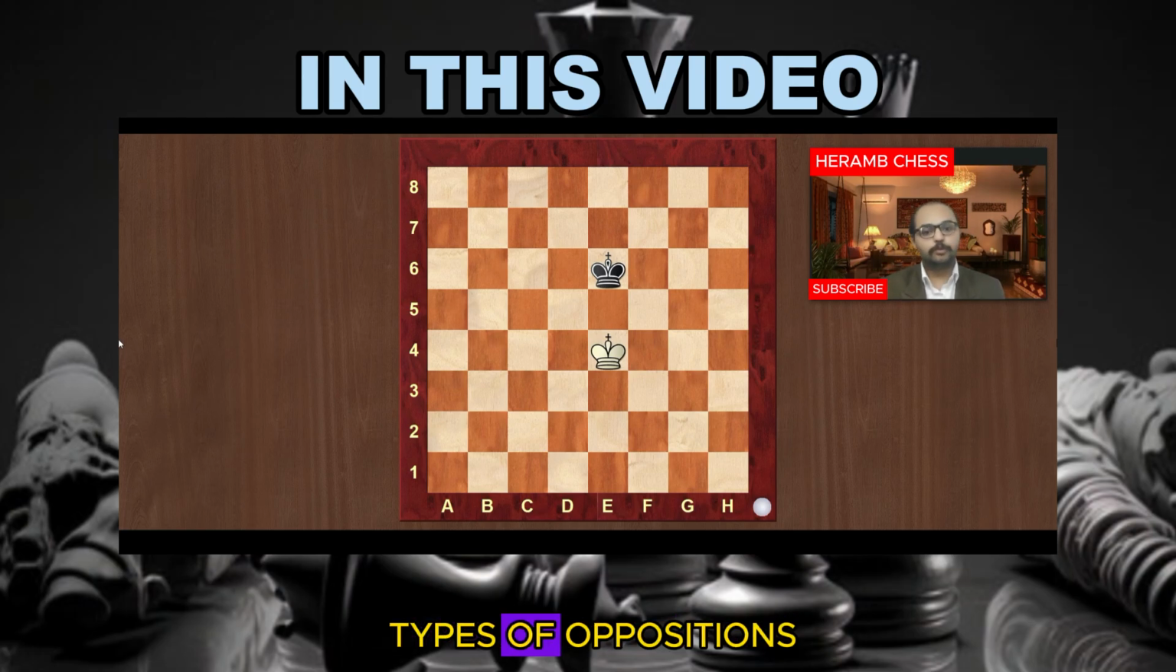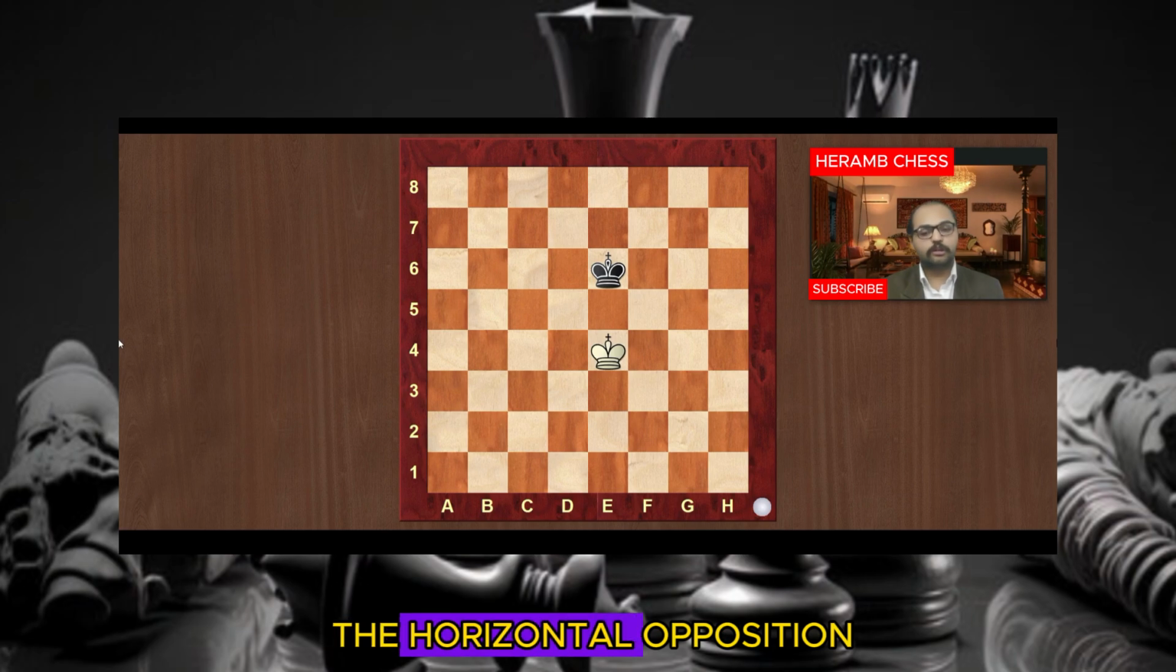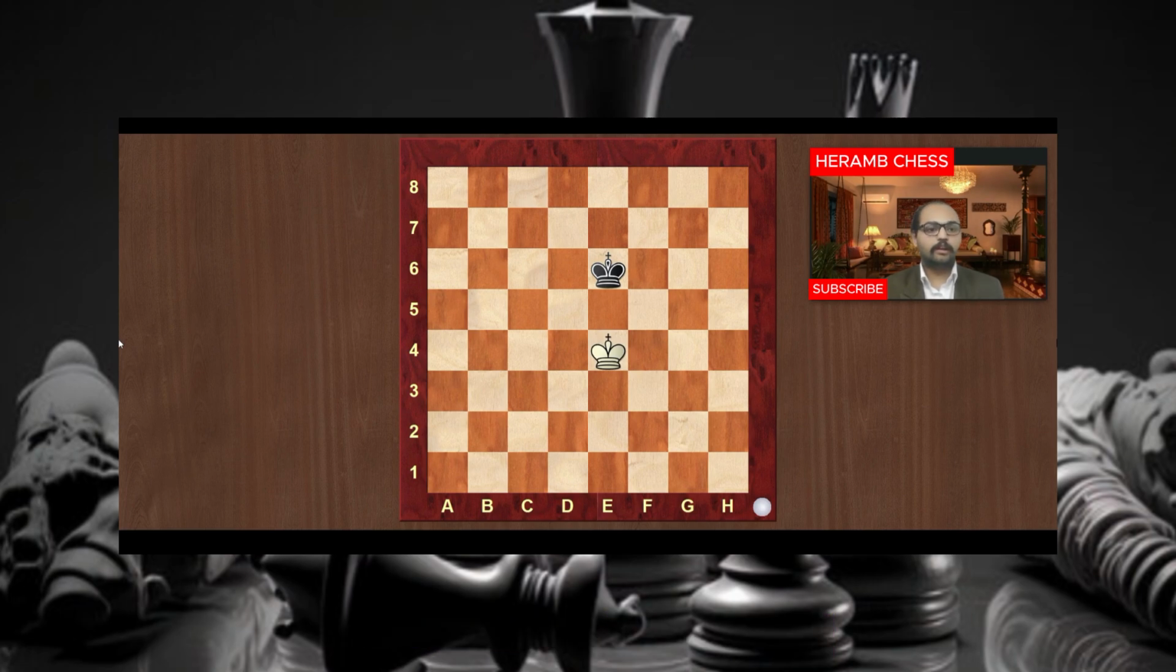Now there are three types of oppositions. One is known as the horizontal opposition. Two is known as the vertical opposition. And three is known as the diagonal opposition.